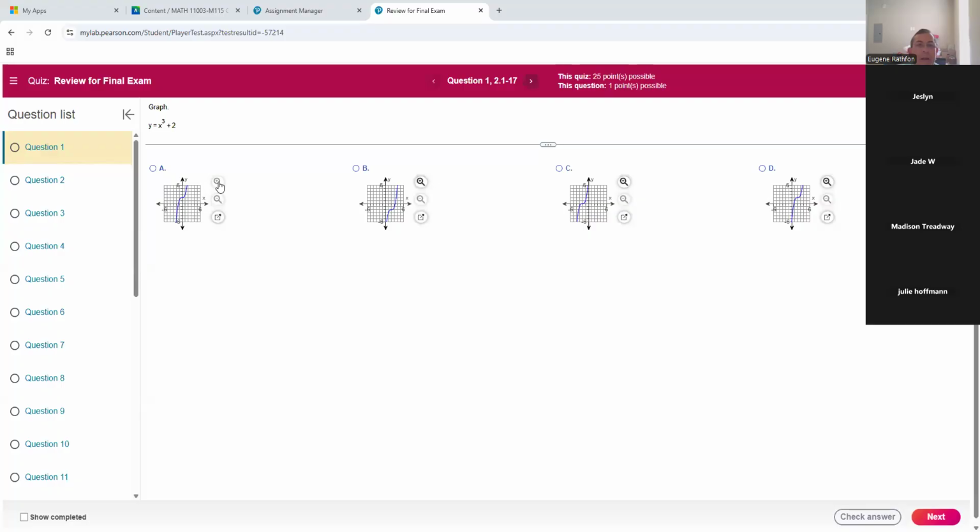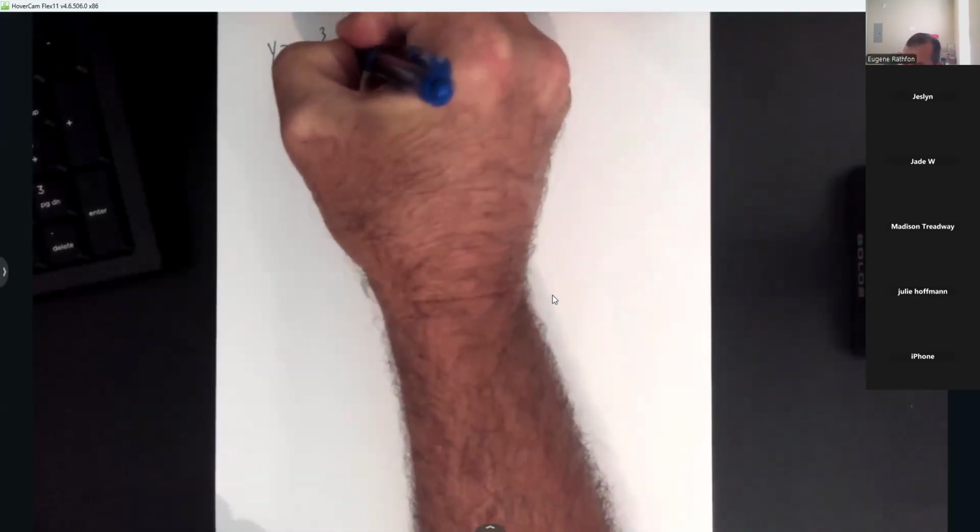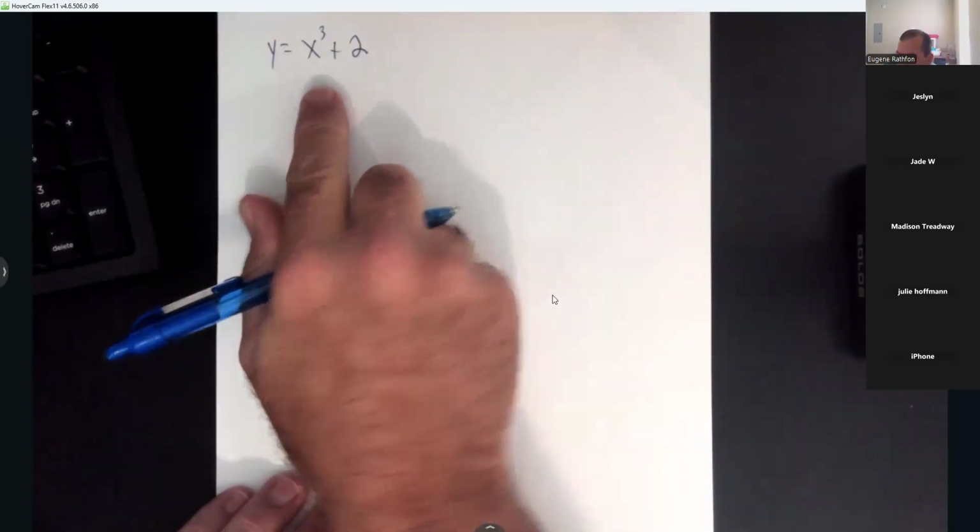All right, y'all. So number one, I'm going to start us out on math lab. And they're wanting us to graph y equals x cubed plus 2. So just remember, let me go to my paper here. So they're giving me y equals x cubed plus 2.